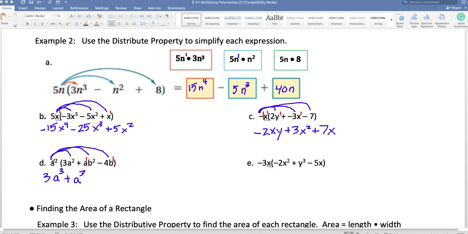I don't have a b here, but this still comes along for the ride. Nothing to multiply with the negative 4, but it comes along for the ride. And the a squared and the b to the 1st both come along. So you don't throw anything away. Okay, back up here, let's write in our understood ones. That way we don't forget to add them in. And we've got 2 of them.